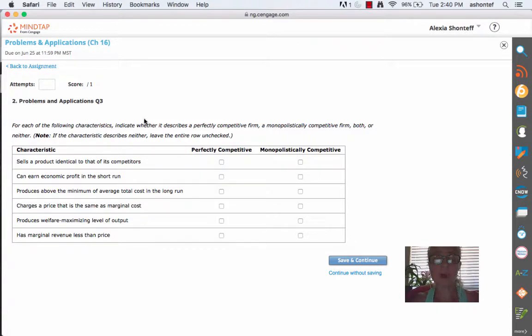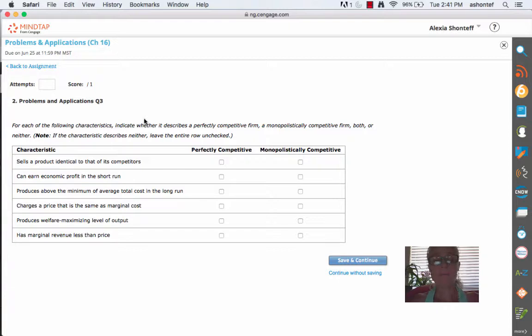Part of the reason is because they are price takers, and every single product is exactly the same. As far as earning economic profit in the short run, this question says short run. So in both cases, in perfect competition and monopolistic competition, profits can be driven to zero in the long run because entry is allowed. But in the short run, profits can always be made.